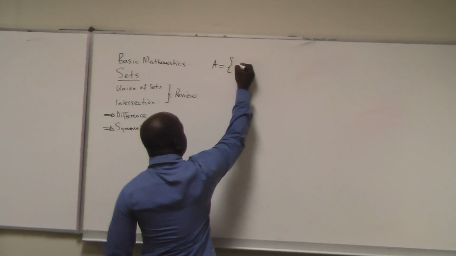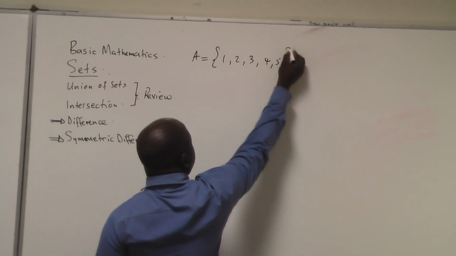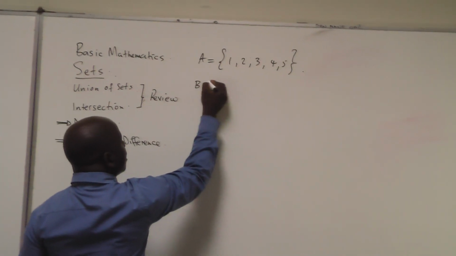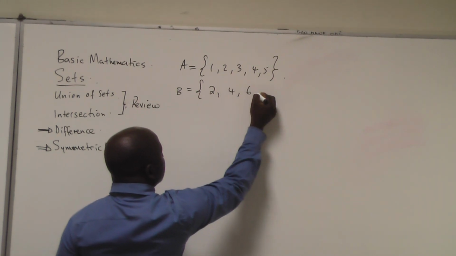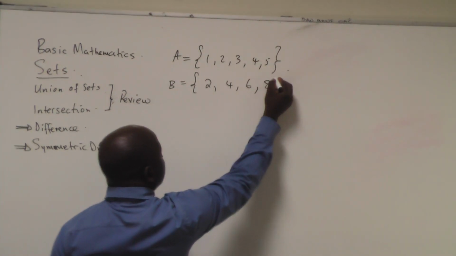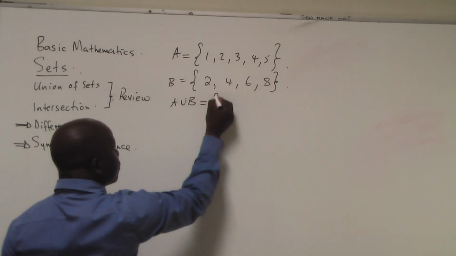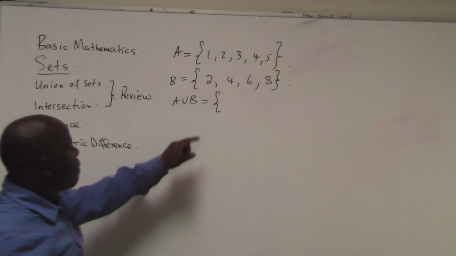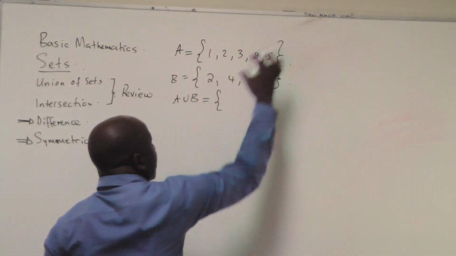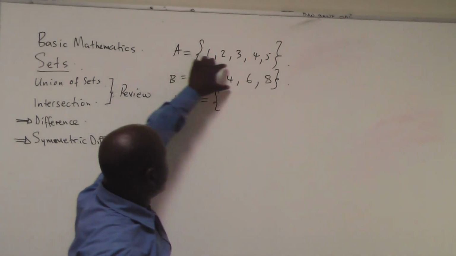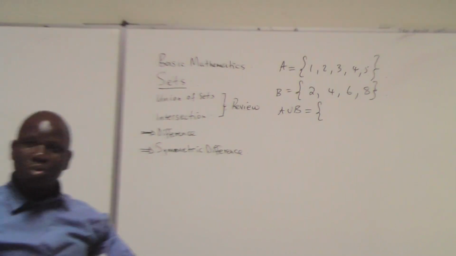Suppose A is the set 1, 2, 3, 4, 5, and the set B is the set 2, 4, 6, 8. Now set A union B: basically we said we are combining all elements that are in A. We put also all elements that are in B to form the union. I want you to understand the union of sets in the usual sense.